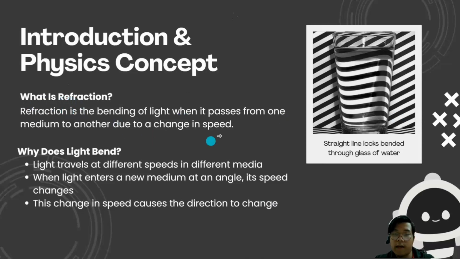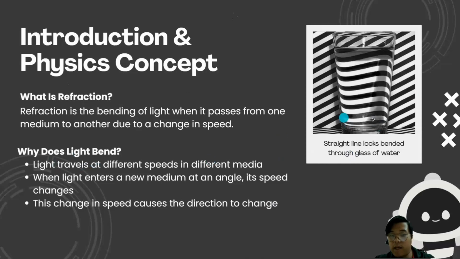Refraction is the bending of light when it passes from one medium to another, due to the change in speed. As we can see in the picture, one example is a straight line that looks bent through a glass of water. So why does this light bend?